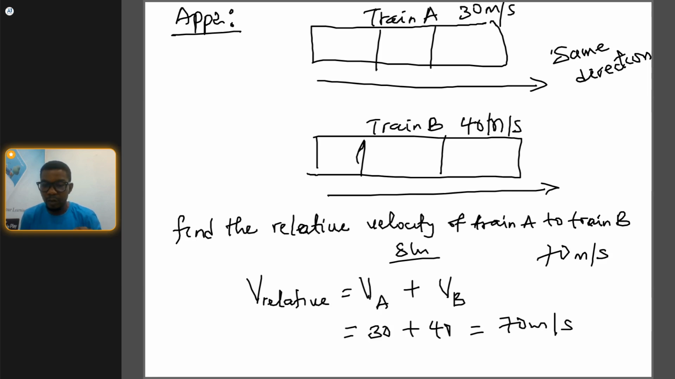Okay, now let's consider another question under relative velocity before we move to evaluation. I believe this application 2 is clear to us, so we can take another one. Okay, thank you, Enoch, for your response.